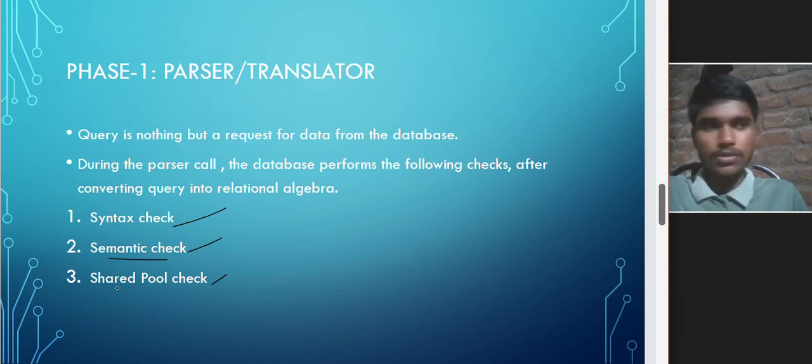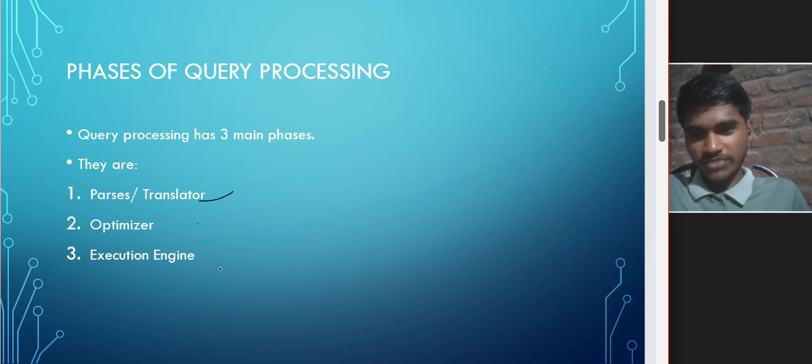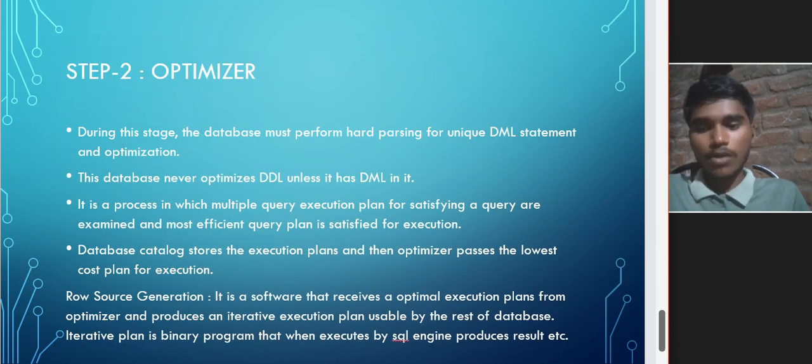The database catalog stores the execution plans. So the cost plans of execution of the query are stored in the database catalog, and then the optimizer passes the lowest cost plan for the execution. So here we have seen that the database catalog and the optimizer are both connected. During the optimization, the database catalog stores the execution plans, and the optimizer takes the lowest cost plan.